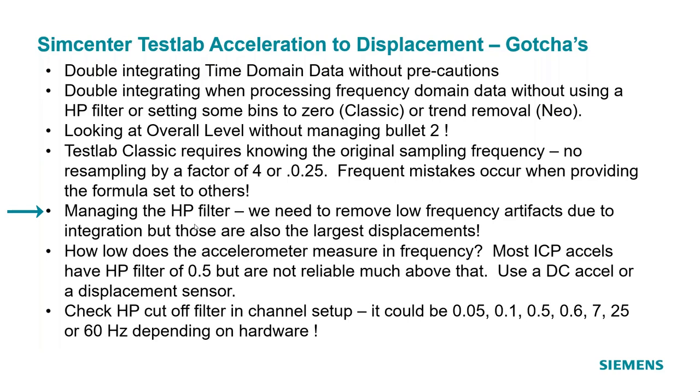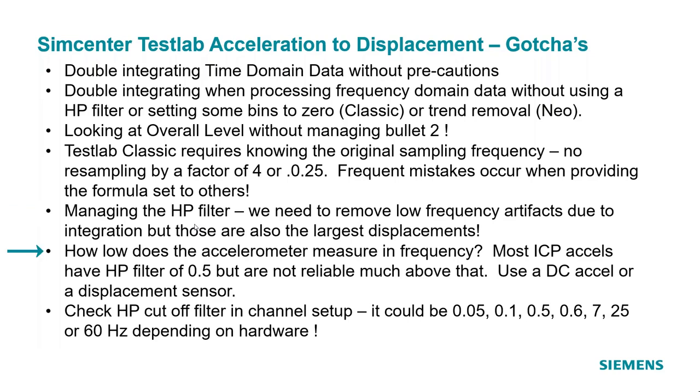Another gotcha would be managing the high pass filter. We want to remove the low frequency artifacts due to the integration, but they're the largest displacements. So I normally put it somewhere between 1 to 2.5 Hz. But if you know you have motion at that really low frequency, you want to be careful doing that. So it depends a little bit on what you're testing.